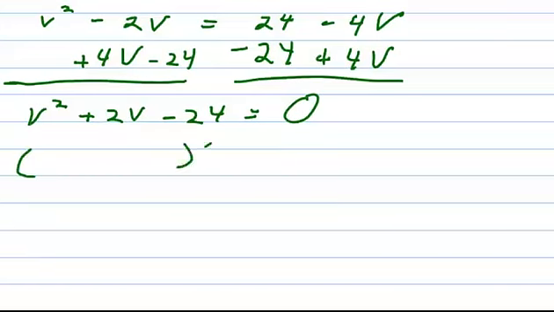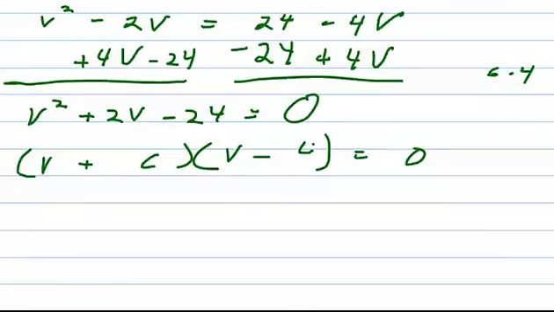Well, a trinomial with a leading coefficient of 1 has to be v and v. Last term is negative, so that means opposite signs. We want factors of 24 whose difference is 2. Well, 6 times 4 is 24, and the difference is 2. So the larger factor gets the sign of the middle term. And let's solve.